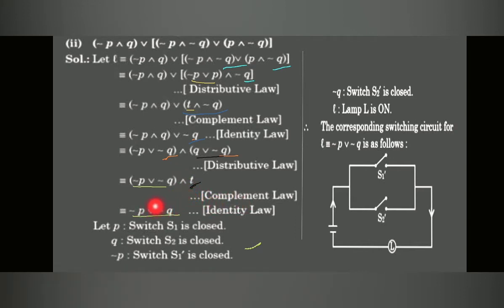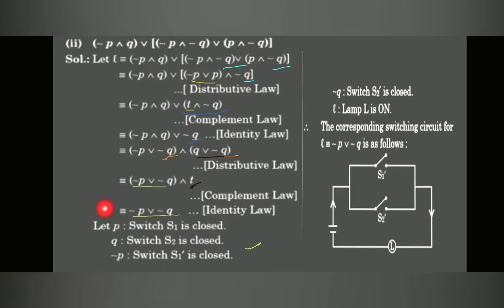Apply again. This bracket means P, since P and T is P. We write this bracket as it is here, and write down the identity law.